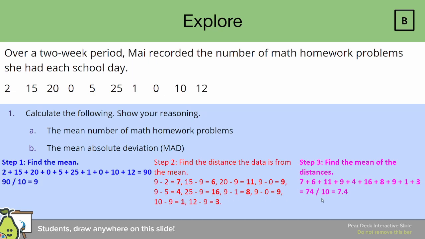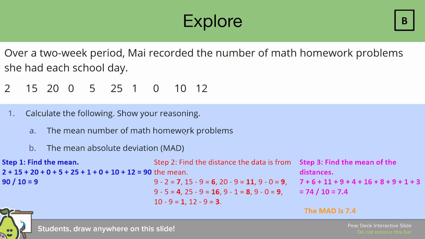In doing so, you should have gotten 74. And 74 divided by 10, because we have 10 numbers, is actually going to give you 7 and 4/10. If that's the answer that you got, then you are correct. Ladies and gentlemen, at this point in time, you have actually calculated the MAD, which is 7 and 4/10. In addition, you have found the mean number of homework problems. Good job with this slide.